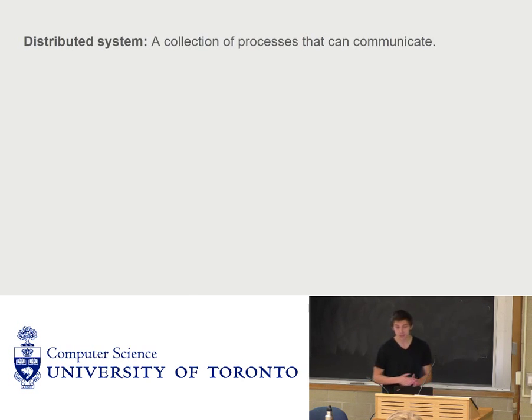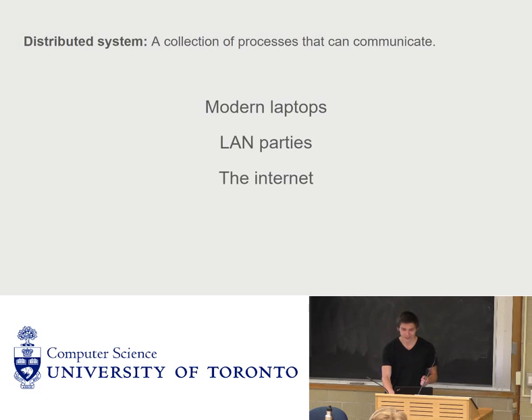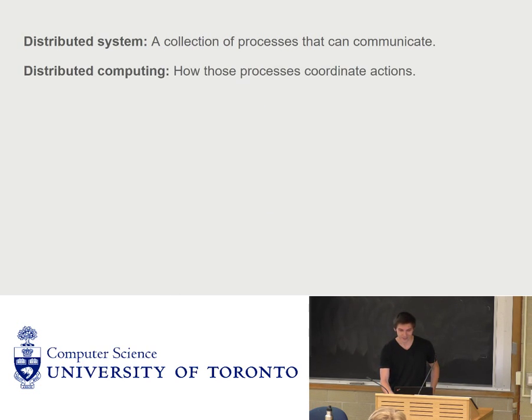So let's get started. A distributed system is just a collection of computing devices, which we call processes, which can communicate with one another. So examples are modern laptops, which have multiple processors, LAN parties, network computers, the internet, which is a slightly larger network, and people, technically, I think it satisfies the definition too. So distributed computing focuses on how those processes coordinate actions.